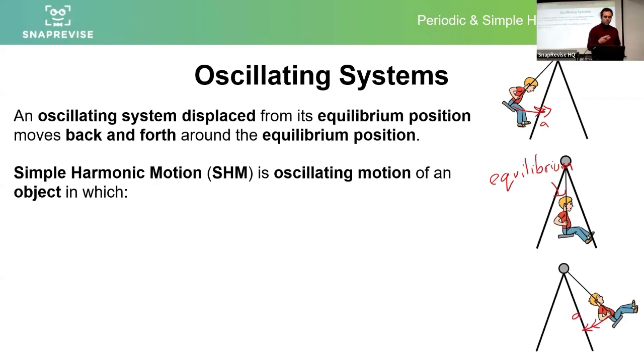He might still be going forwards as he approaches the very front of his swing, but he started to accelerate backwards. He started to slow down. The maximum speed is when he's in the middle. That's the real whoosh of the swing.